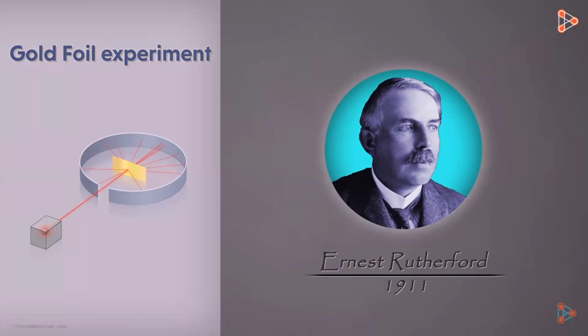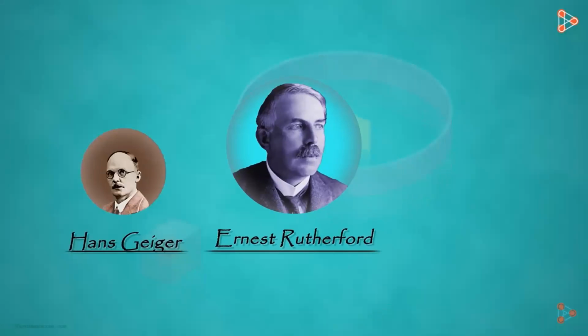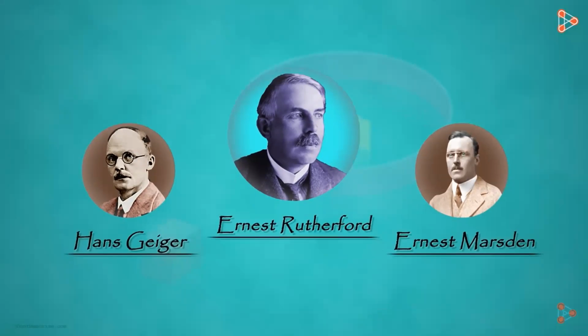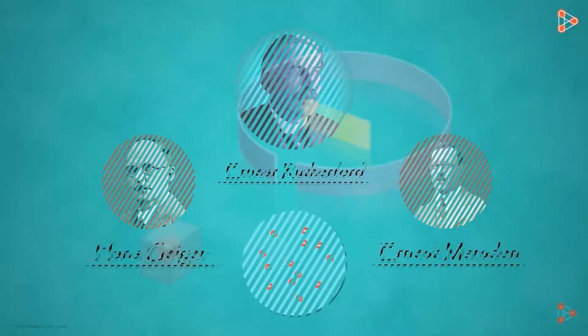He did this to understand the structure of an atom. The experiment was carried out by Rutherford along with Hans Geiger and Ernest Marsden. The experiment he performed was a breakthrough in the field of chemistry, which helped him understand the structure of an atom in a more accurate manner. This is how the setup of his experiment looked.